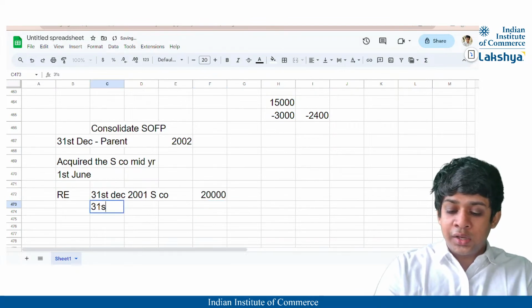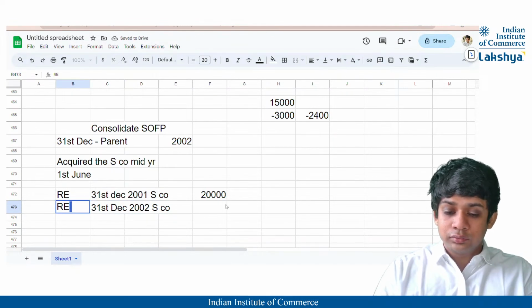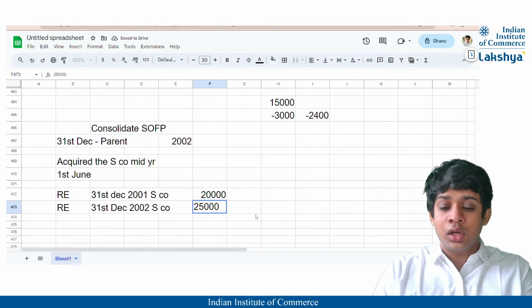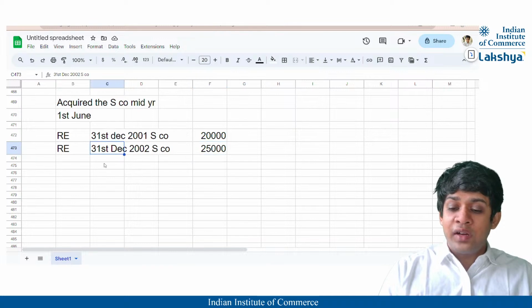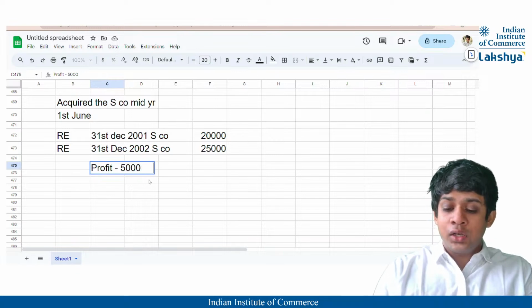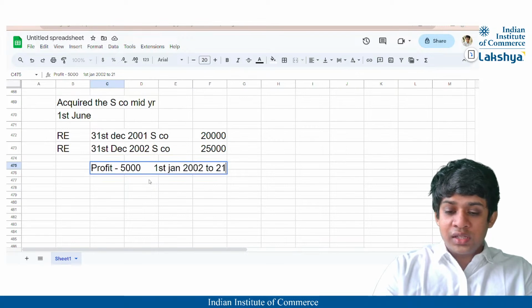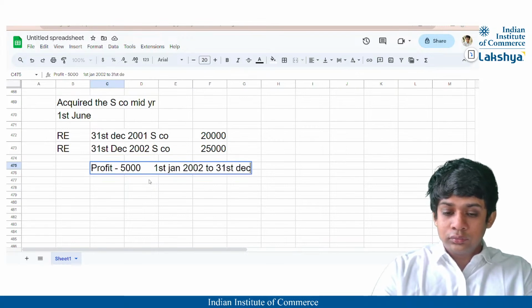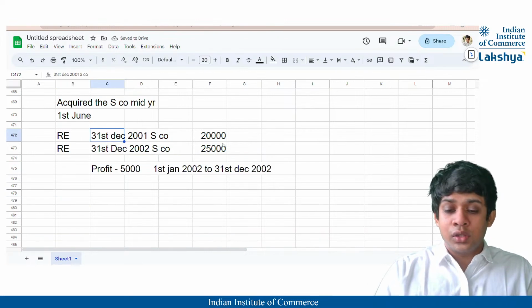And for the next year, that is 31st December 2002, the subsidiary company retained earnings have increased by 25,000. Okay, so from 20,000 it has reached 25,000. That means by the next year, the profit that the subsidiary company has earned is 5,000, right? And this profit earned is nothing but from 1st Jan 2002 to 31st December 2002, correct? Because at 31st December 2001, it was 20,000.